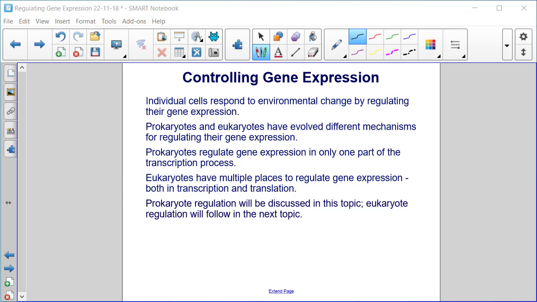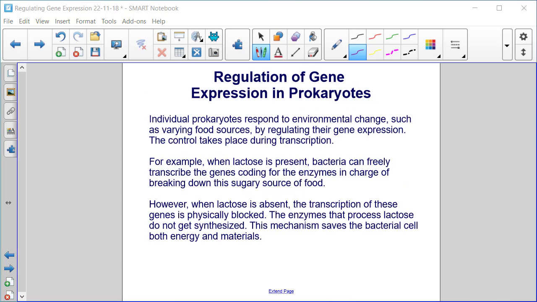Controlling gene expression. Individual cells respond to environmental change by regulating their gene expression. Prokaryotes and eukaryotes have evolved different mechanisms for regulating their gene expression. Prokaryotes regulate gene expression in only one part of the transcription process. Eukaryotes have multiple places to regulate gene expression, both in transcription and translation. Prokaryote regulation will be discussed in this topic. Eukaryote regulation will follow in the next topic.